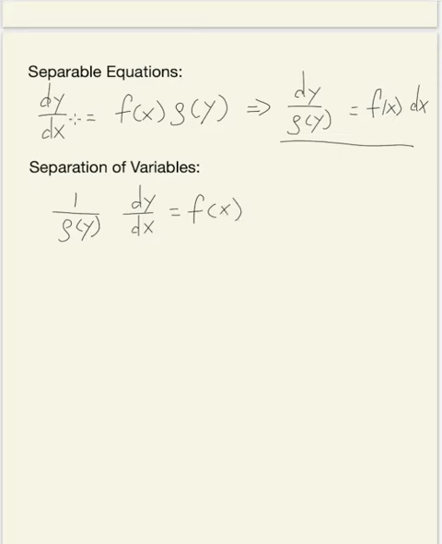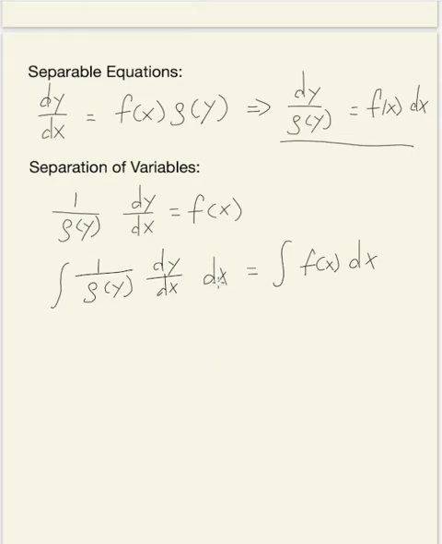Right, I just divided both sides by g of y. We have this. Now integrate both sides with respect to x. So we have the integral of 1 over g of y times dy/dx, integrated with respect to x, equals the integral of f of x with respect to x.